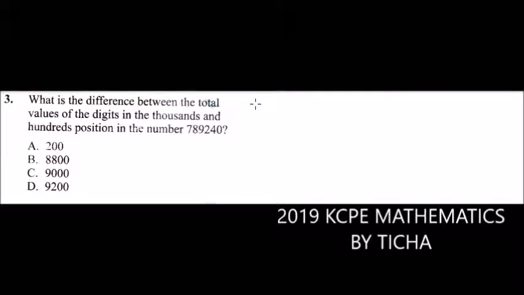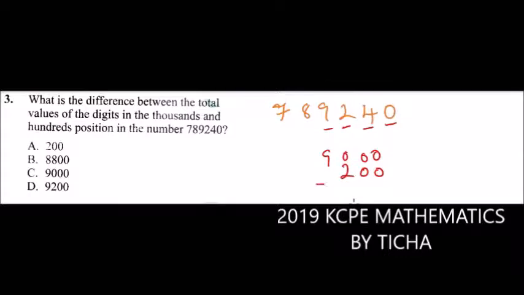Question number 3, we are told what is the difference between the total values of the digits in the thousands and hundreds position in the numbers. This is 7,000 and 89,240. So what you need to do is to identify the thousands and hundreds position. So our number is 7, 8, 9, 240. So for 0, this is unit, this is tenth, this is hundred. So it means that our number in the position of 100 is 200. Then 1,000, we have 9. So this means we have 9,000.